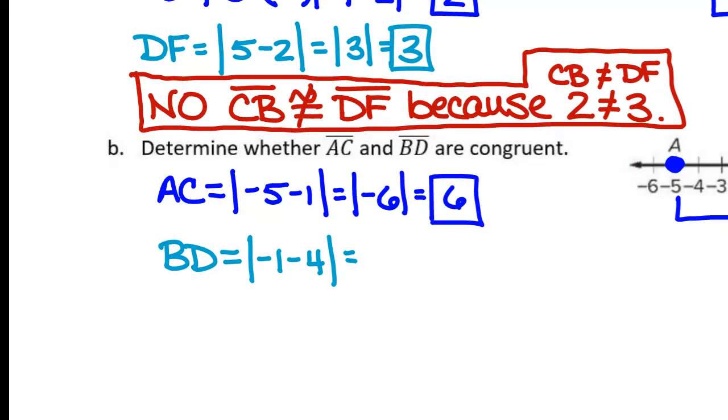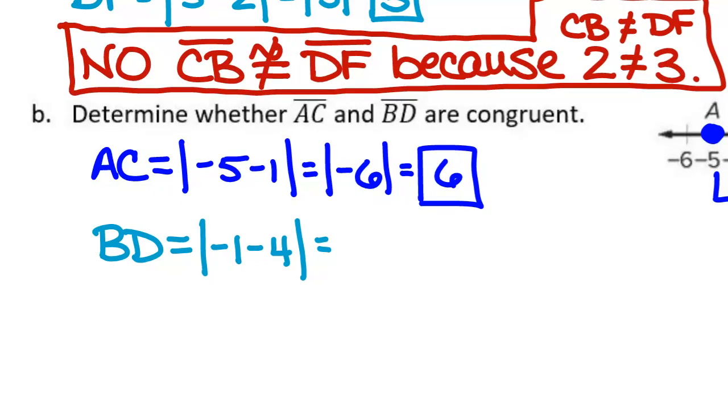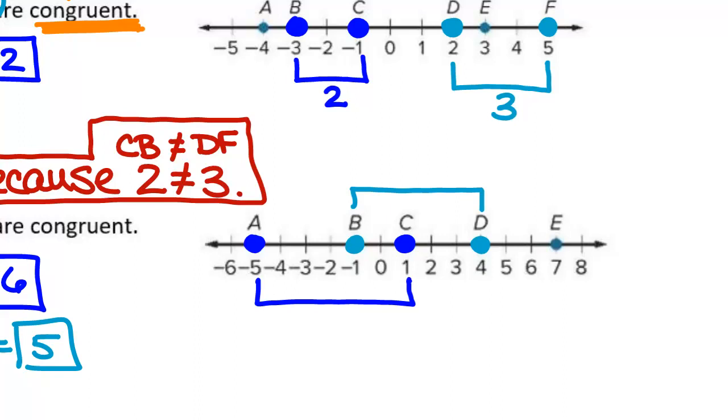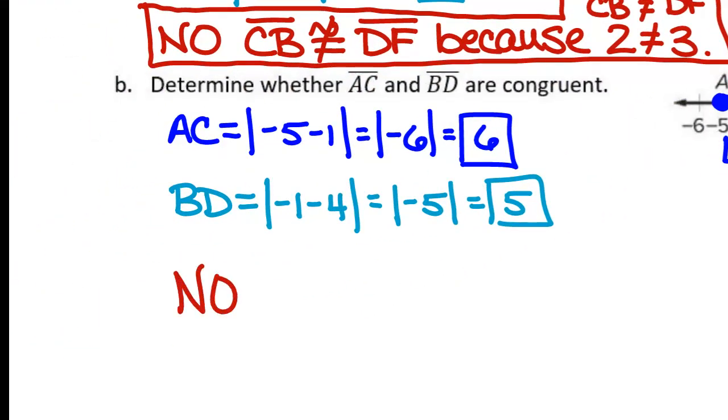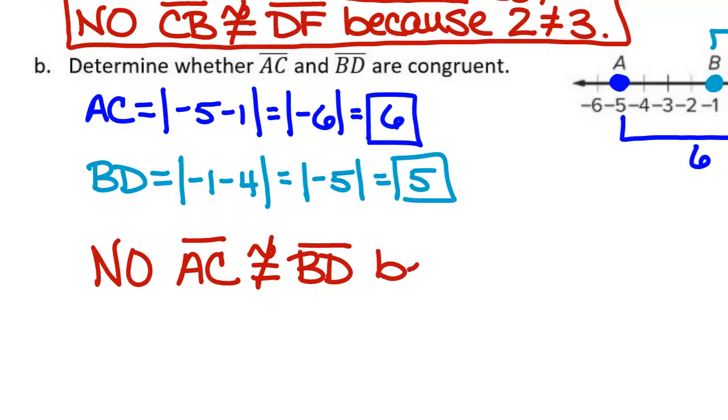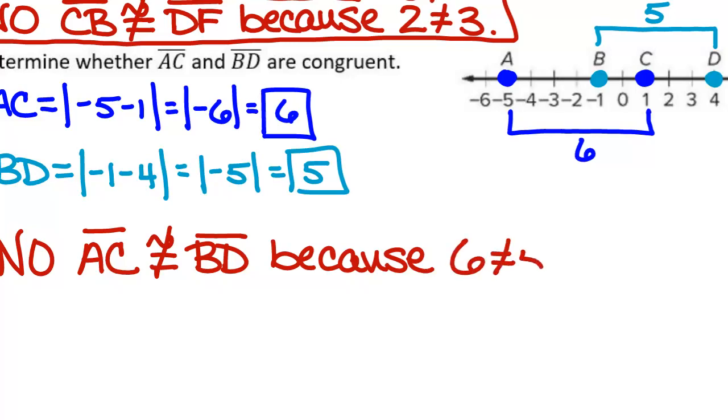That's a great question. How big is segment BD? 5. Negative 1 minus 4 is negative 5. So I get a 5-unit segment here and a 6-unit segment here. Are they congruent? No. Segment AC is not congruent to segment BD because 6 does not equal 5. This is segment AC. This is segment BD.